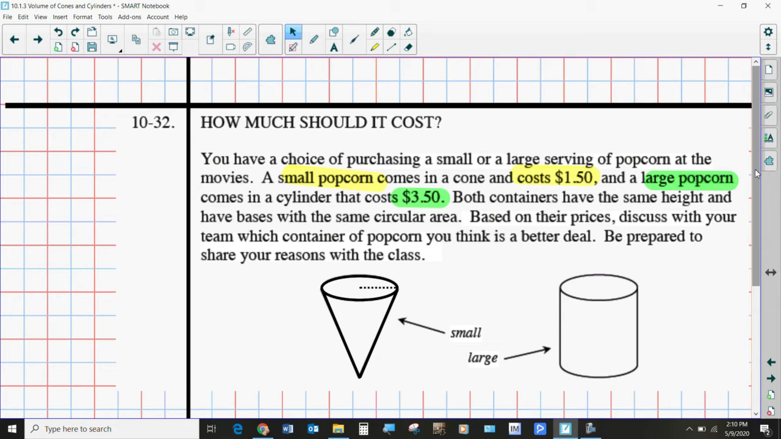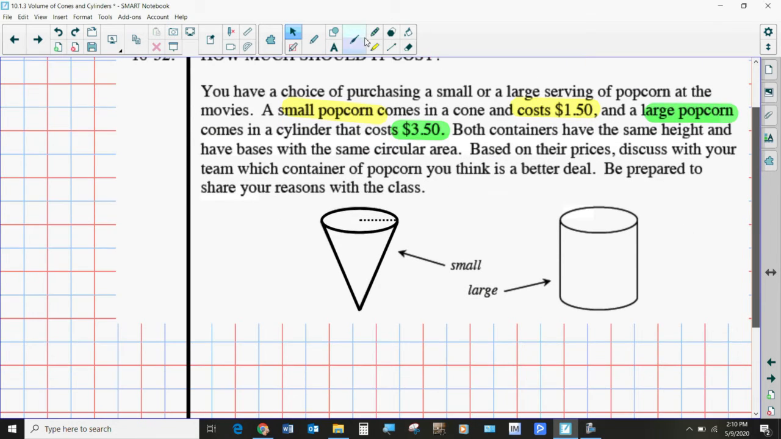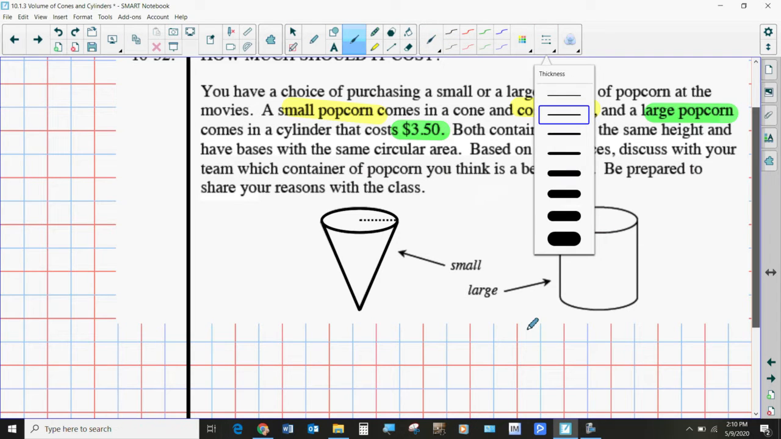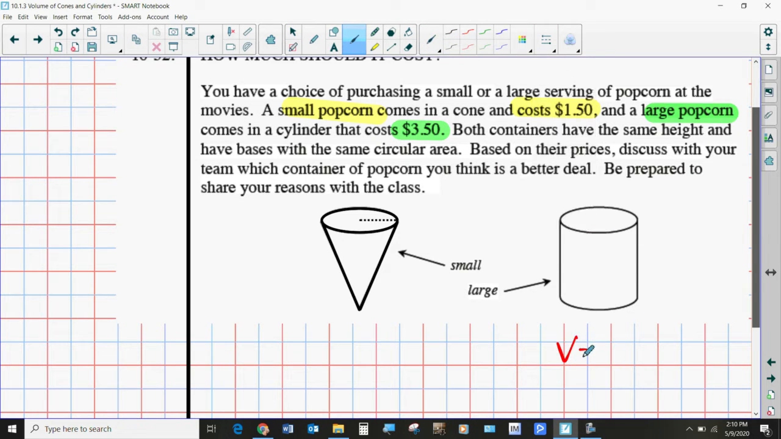Now let's start off with what we already know. We already know that to find the volume of a cylinder or any prism, the volume is going to be equal to the area of the base times the height of that cylinder. And the base area in this particular case is a circle.